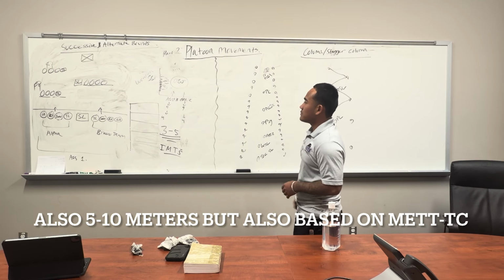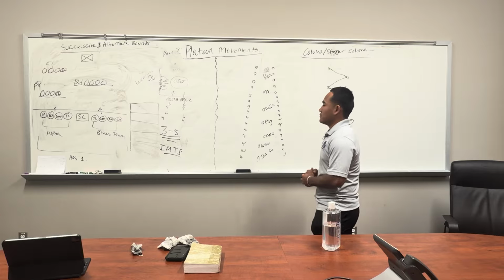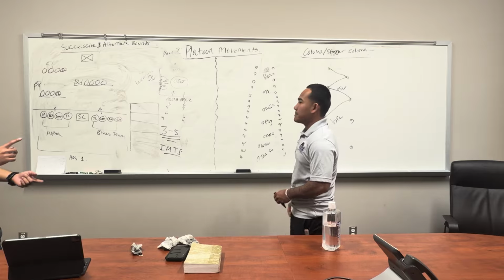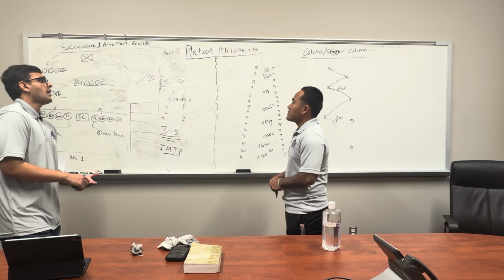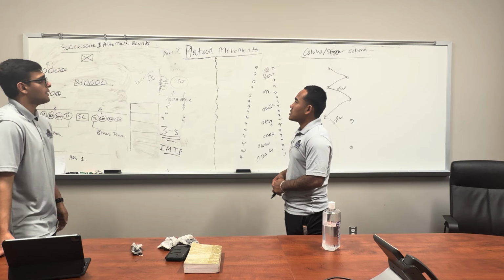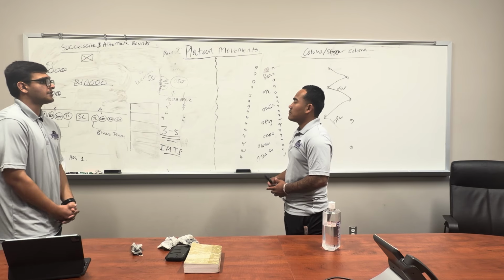And I think that covers all of our platoon movements, right? So we went ahead and completed column, file, line, and we covered successive and alternate bounds, and we ended up covering column and stagger column as well.